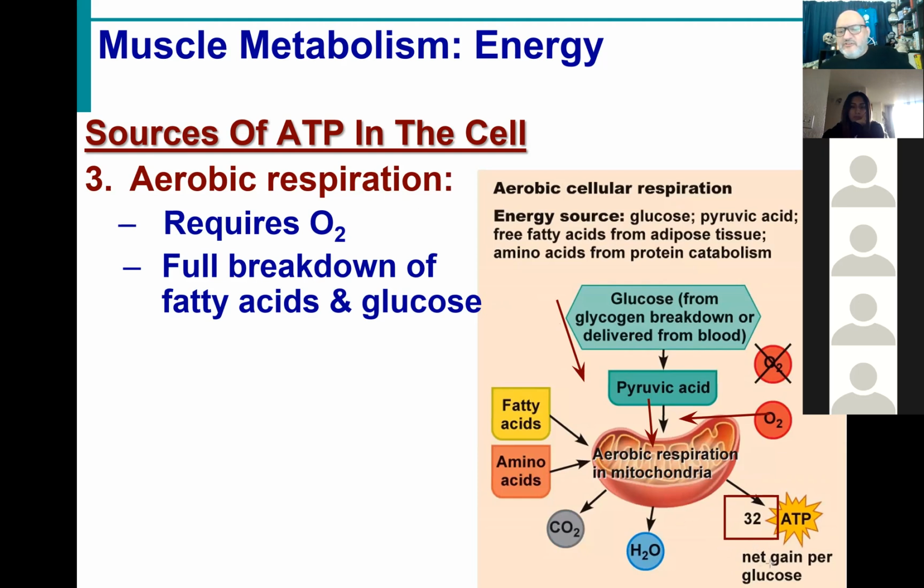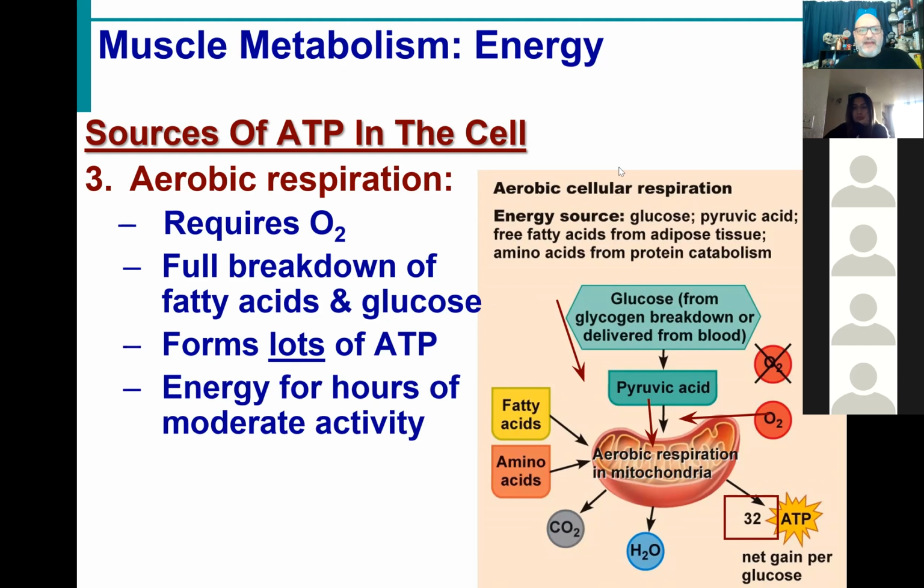is broken down to produce that super efficient 32 to 36 ATP. Notice it's 32 net. It actually makes 34 to 36, but 2 is used in the process. So we net somewhere between 32 and 34. Again, Krebs cycle, you can worry about that in micro. But the point is, it's incredibly efficient. A single glucose produces over 30 ATP.